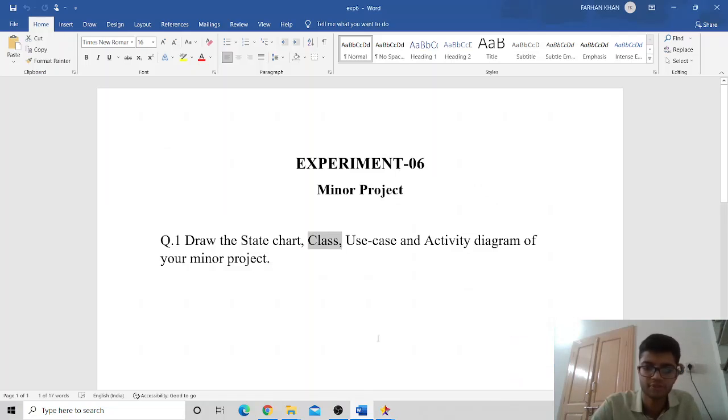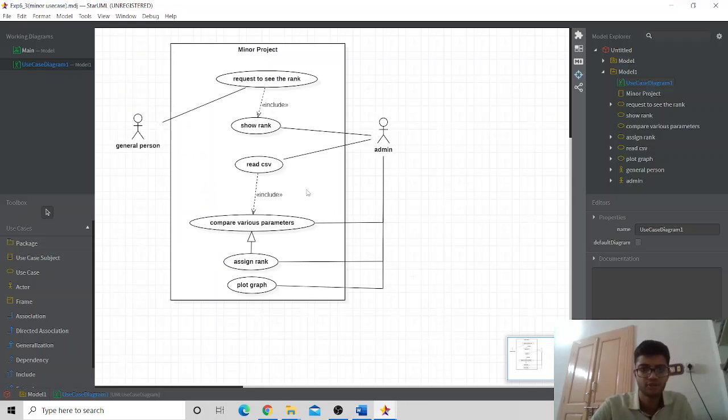So now let's move on to the use case diagram of the minor project. This is the use case diagram where a general person requests to see the rank of the state, or he is excited to see what is the rank of my state. So whenever he requests, it includes show rank. Okay. Means whenever he requests, he can see every state's rank. Okay. And here is the admin which shows the rank.